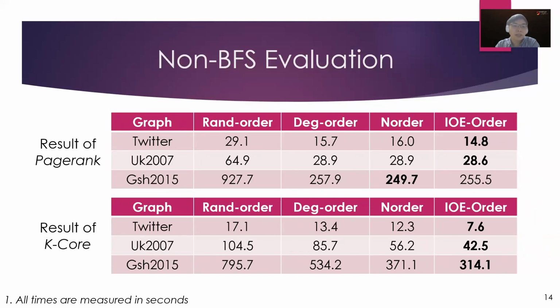And for PageRank, we can see that the IOE-Order delivers a similar processing time as in-degree ordering and unordered. As for the K-core, IOE-Order performs better than the rest of the orderings because the out-degree bin creates a good locality of access for the K-core. And because the out-degree bin stores the vertices of similar degrees together, this will create a good locality for removing the vertices of degree that is smaller than K.